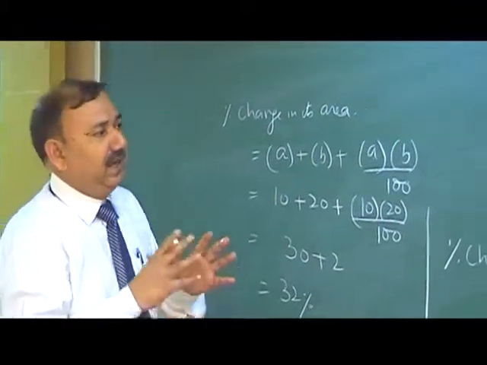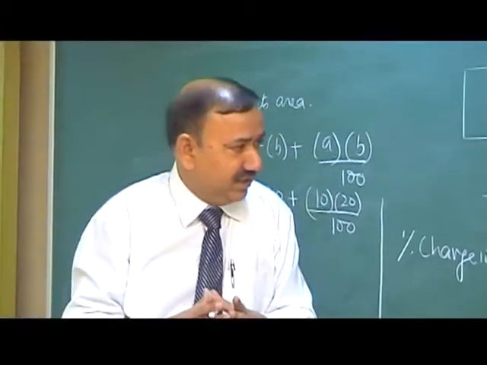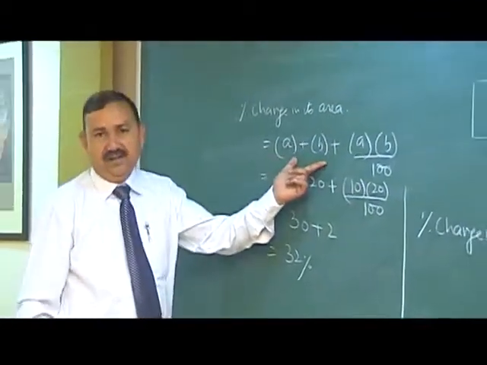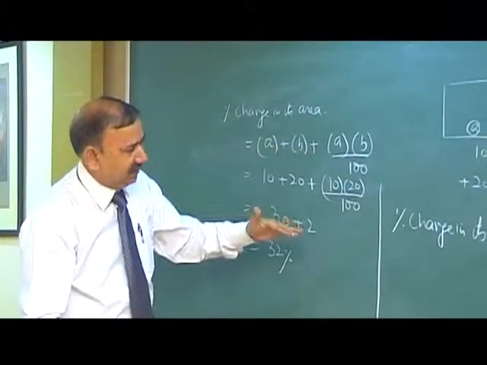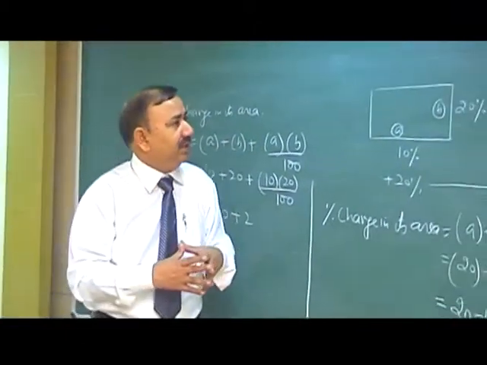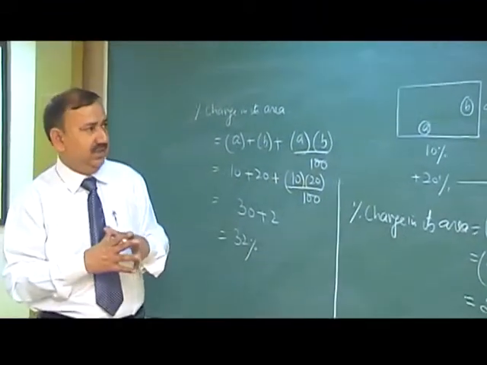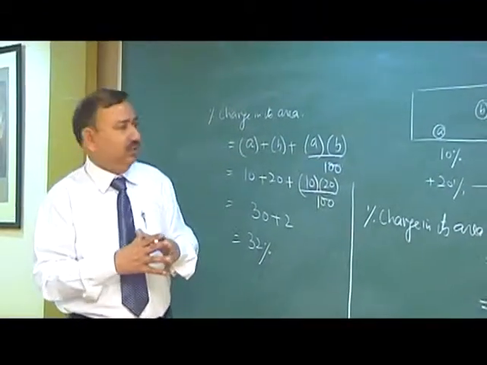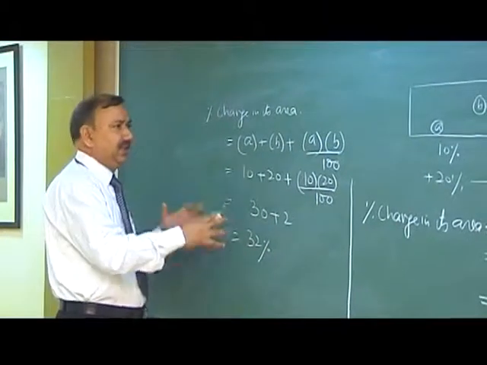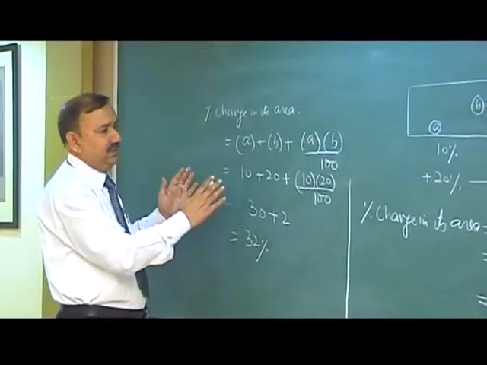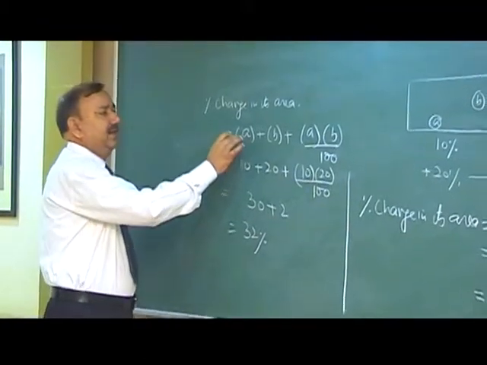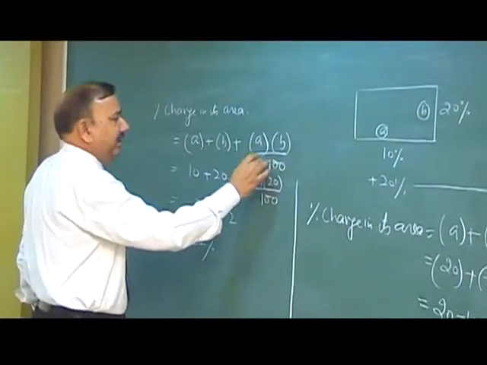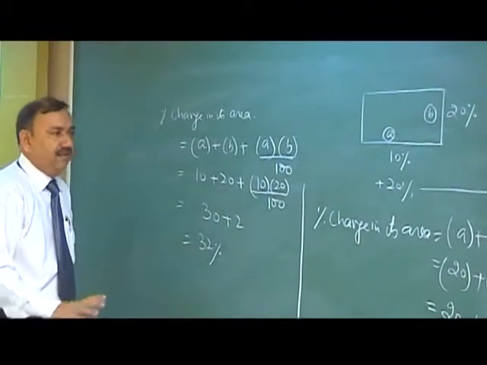So in any question, if there is a two-dimension change, we can use this technique to find the answer. In the next section, we will explain the three-dimension questions, with length, breadth and height. That will be explained in the case of the volume. This is the two-dimension change for the area. So it's a very easy method. Remember, A plus B plus A into B by 100, and we can get the solution of any type of question.